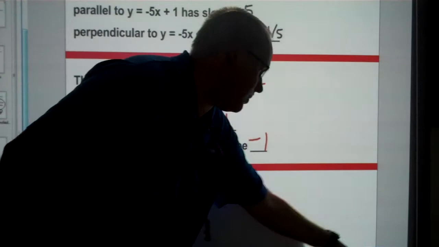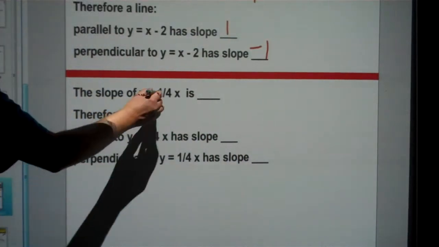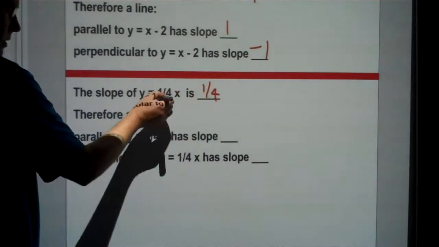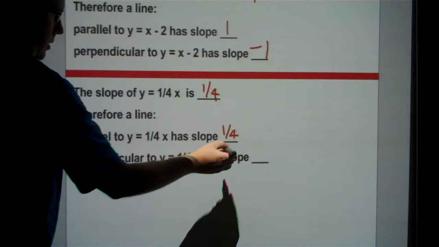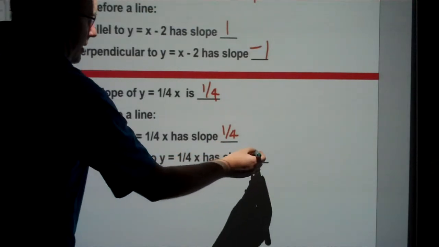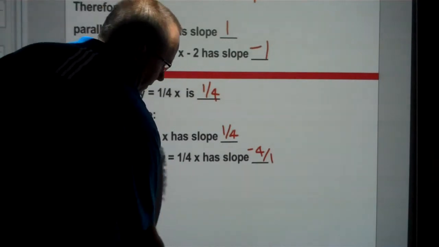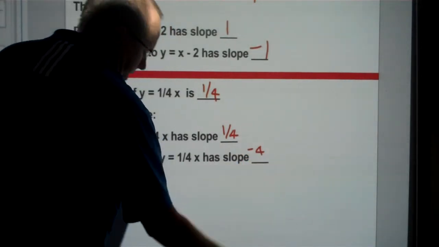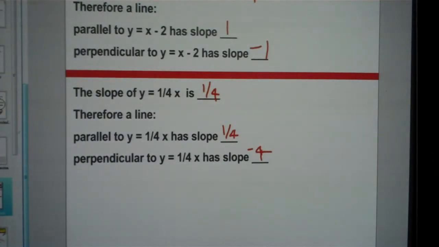And for the last one, 1/4 x, so the slope is 1/4, because it's the number of x's, it still is slope-intercept. Parallel to this would also be 1/4, and then perpendicular to this, flip it, and change the sign. And even better for this, negative 4 divided by 1 is just negative 4. So let's just put negative 4.